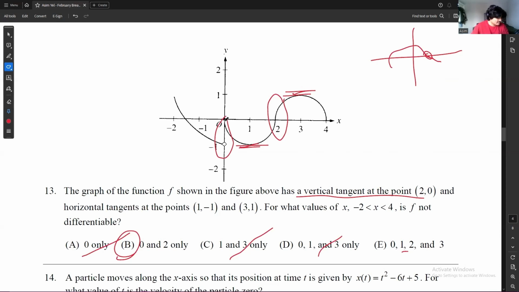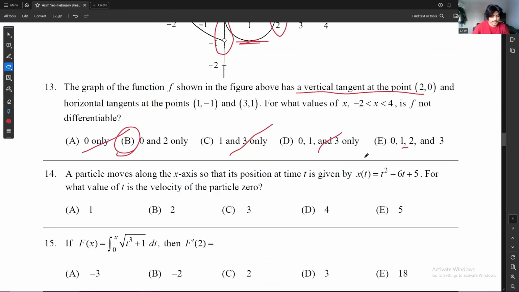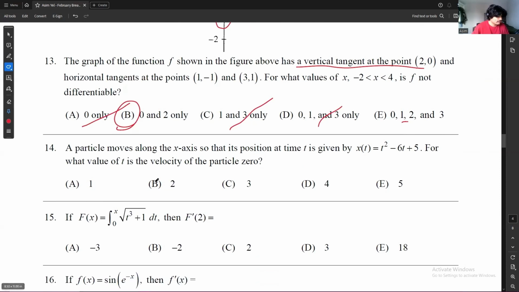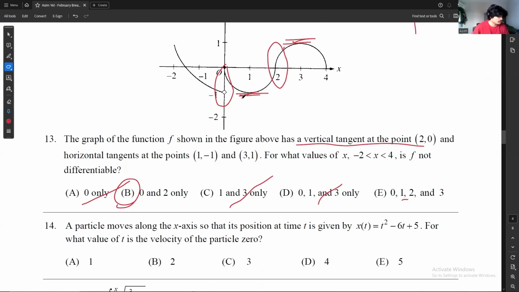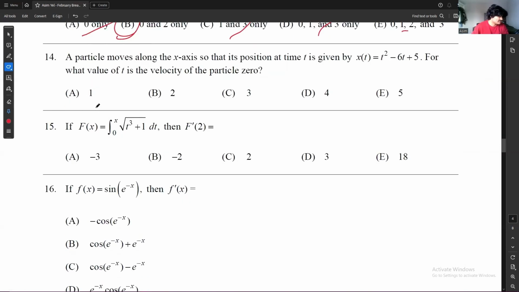However, in this case, the reason why this is not differentiable is that when we go from the left or from the right, we obtain different limit values, and this is a fundamental point of taking a derivative, which means having a limit. If you don't have a limit, it's undifferentiable, and therefore the answer choice is 0 and 2.